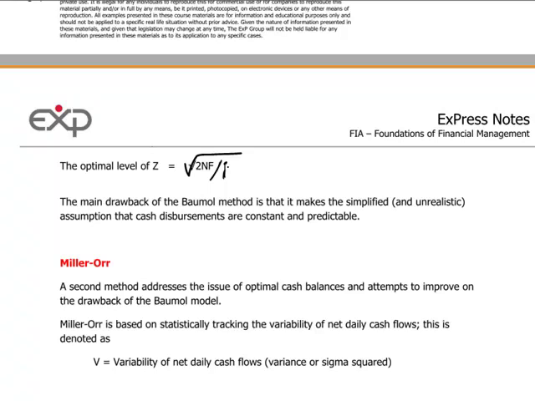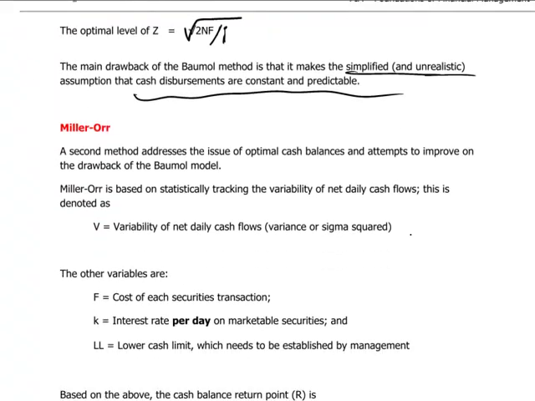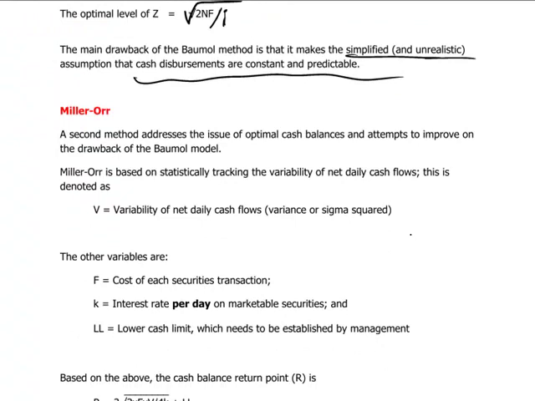I'm running over this formula in rather a summarized fashion because it is considered to be rather simplified and perhaps not so realistic, because it assumes that cash disbursements are constant and predictable, which is often not the case with regard to cash management issues in the company, which is why another model has been developed which tends to be a little bit more reality driven. It's called the Miller-Orr model.